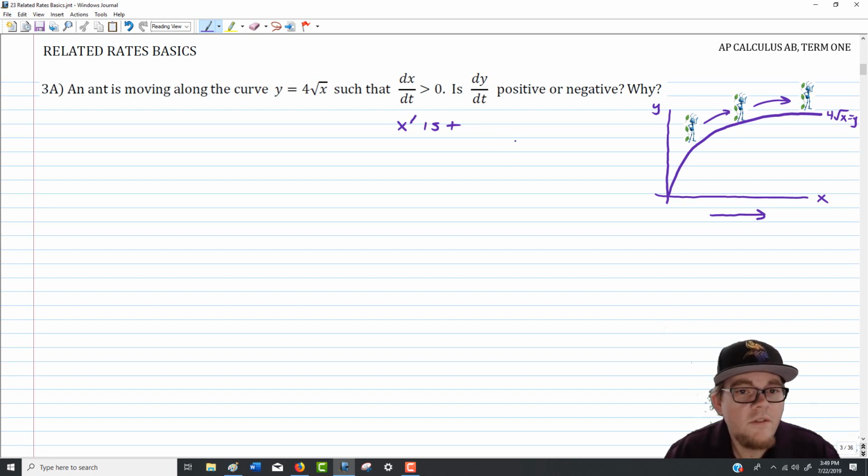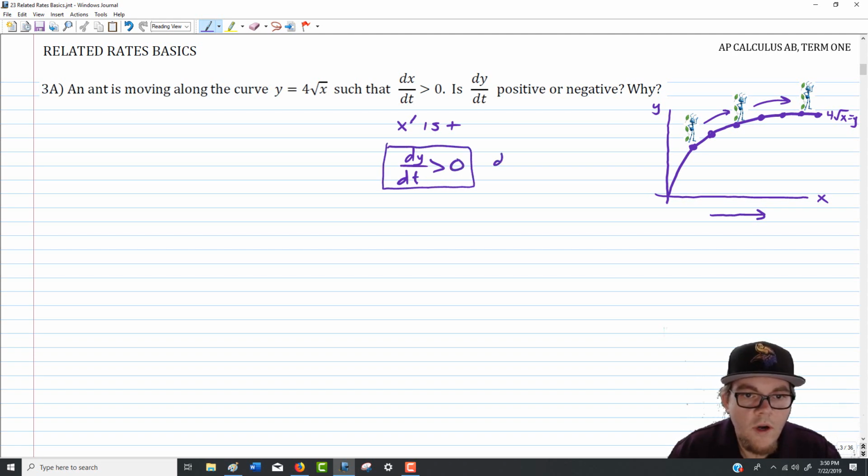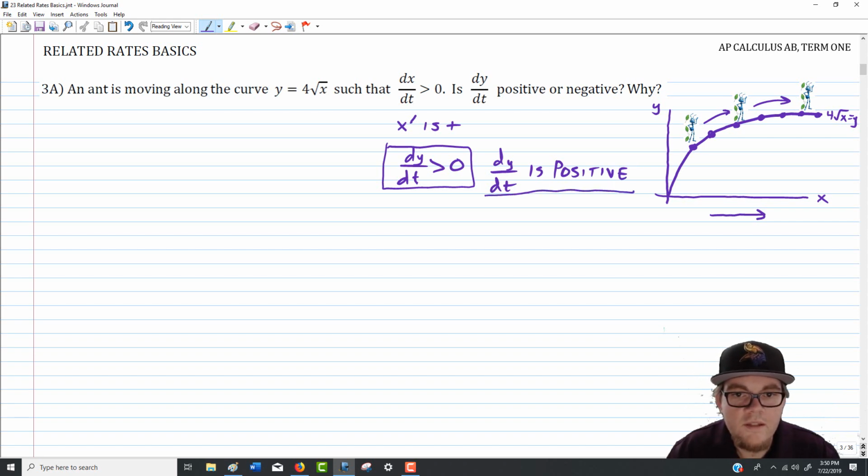So the question for us to answer next is, is dy/dt positive or negative? As the ant follows that curve moving towards the right, what is its y-coordinate doing? If you imagine here, it's actually not hard to figure out. As the ant moves right, its y-coordinate gets higher and higher. In other words, that means dy/dt is greater than 0. So right off the bat, we can figure out that that's true, or in other words, dy/dt is positive. That's another way to say it. Both of those are fully acceptable.